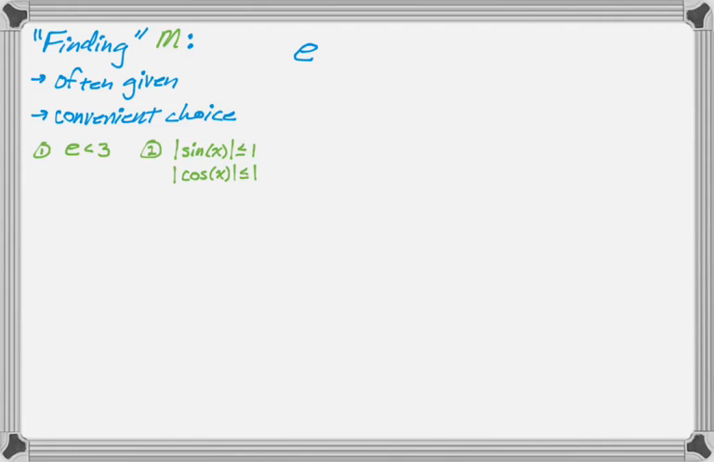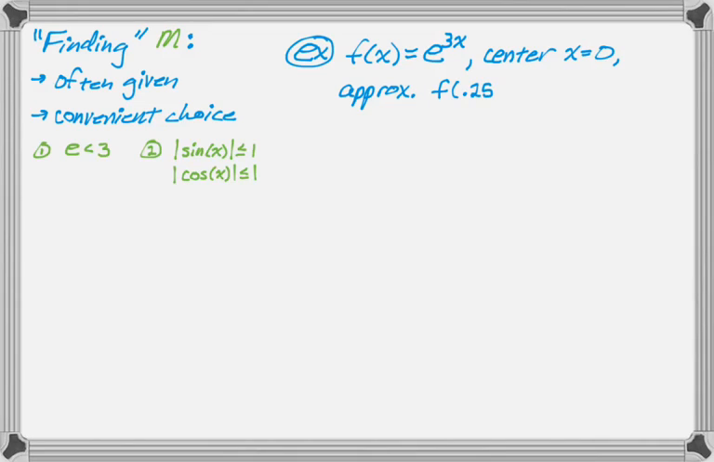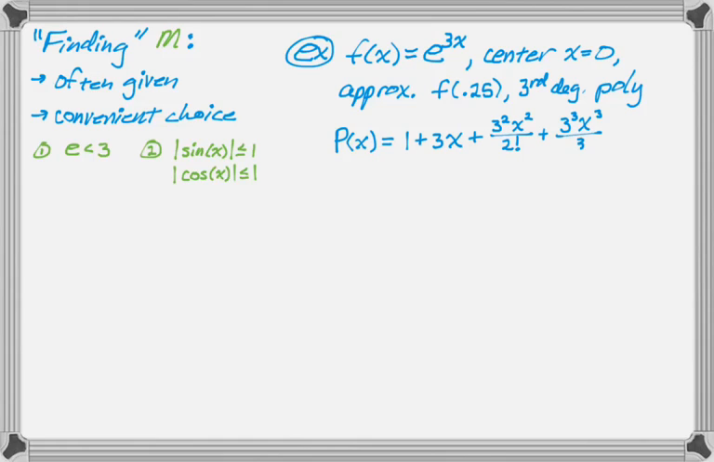So now let's take a look at an example. This example is not that easy. After this, we'll do some easier problems, not in this video, because this video will run a little long, I think. We have f of x is e to the 3x. We want to center our polynomial at 0. We want to approximate f of 0.25 using a third degree Taylor polynomial, which is also called Maclaurin because you're centered at 0. I actually have this particular Taylor polynomial memorized, and you will too soon. So just write it out. So this is the polynomial.